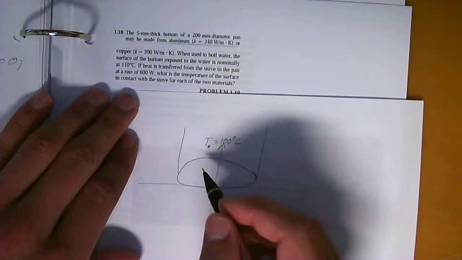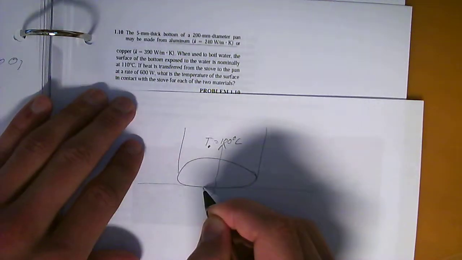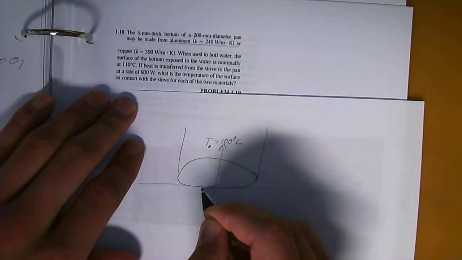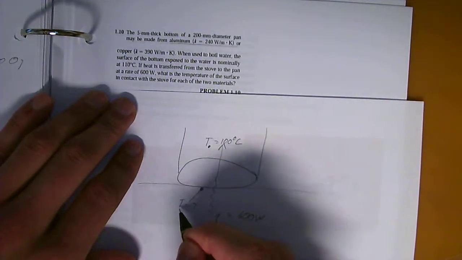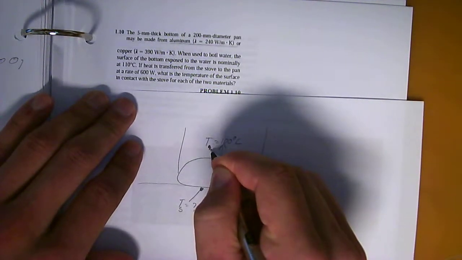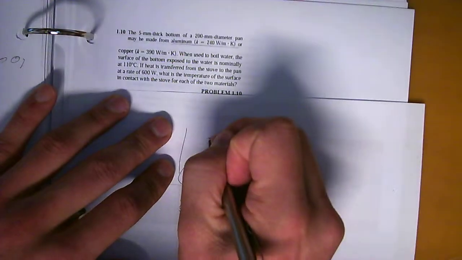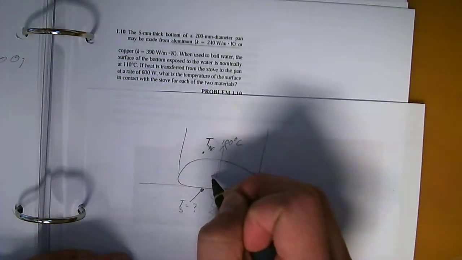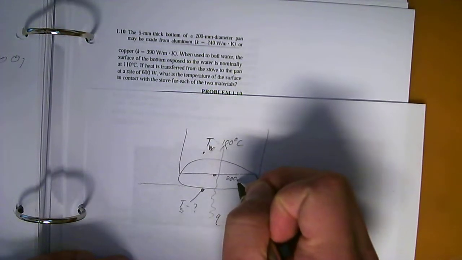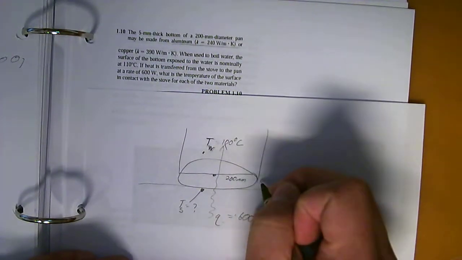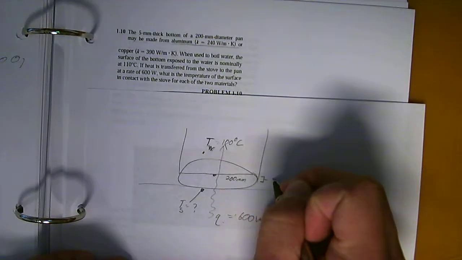So what is the temperature of the surface in contact with the stove of each of the two materials, so of the one material? So we're going to go ahead and look at this T right here. This T is equal to question, and we're going to say this one is T stove, and this one's actually going to be T water. Oops, sorry. Let me get rid of that T dot. T water at this point. Okay. We also know that the diameter of the pan is 200 millimeters. And we know that it has a thickness of 5 millimeters.